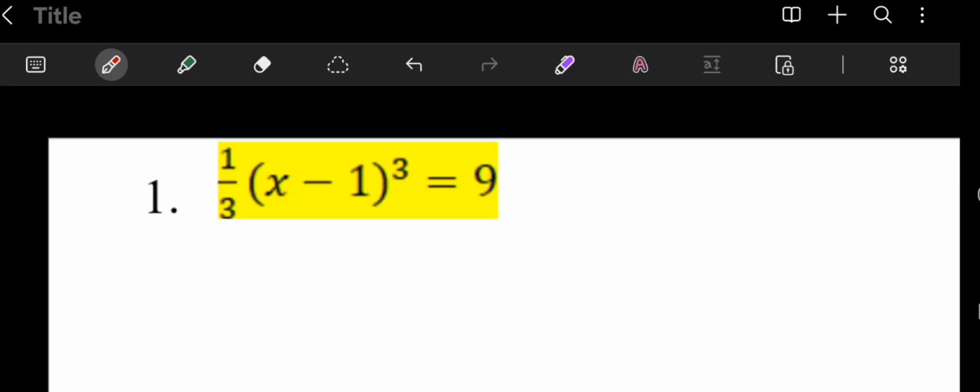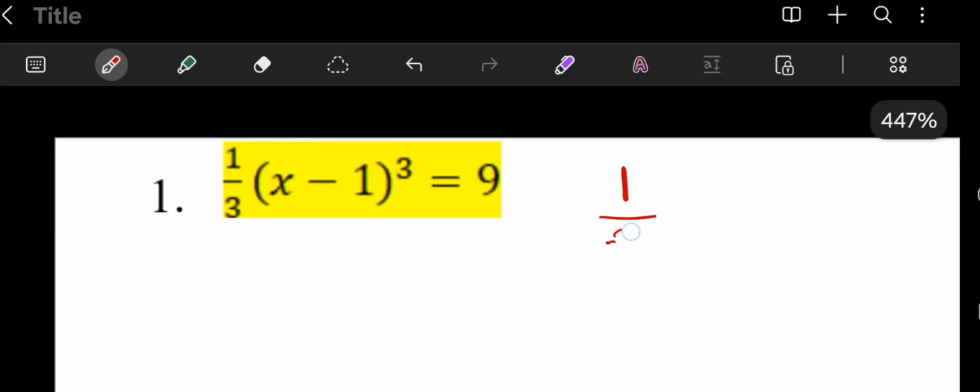So first up, this is like a really funky equation, but we're going to take it one step at a time. So the first thing and the most obvious thing that we can remove is this times 1/3. If we are multiplying by a fraction, right, we can multiply by its reciprocal.